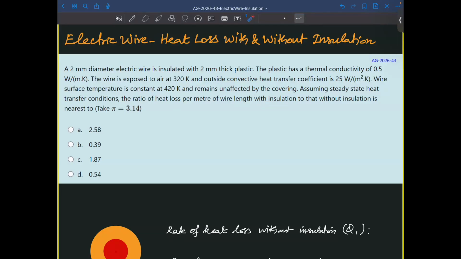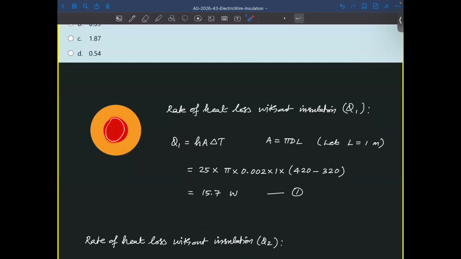So this is the electrical wire and there is an insulation. For the case without insulation, that means this insulation is not there, the heat loss is simply by convection. So the convective heat transfer coefficient is available, and the area available for heat transfer is simply pi dl of this thing.